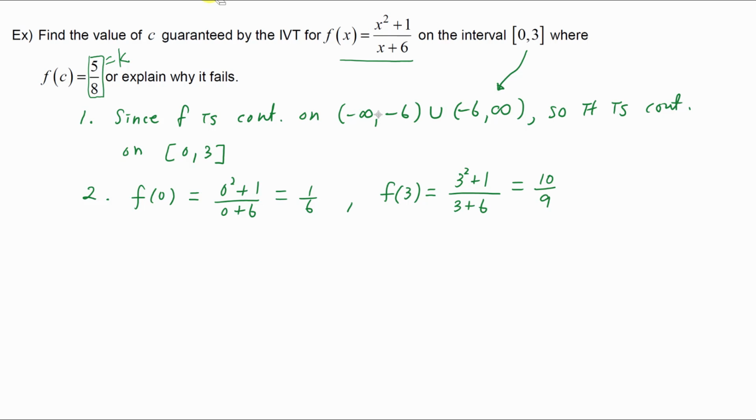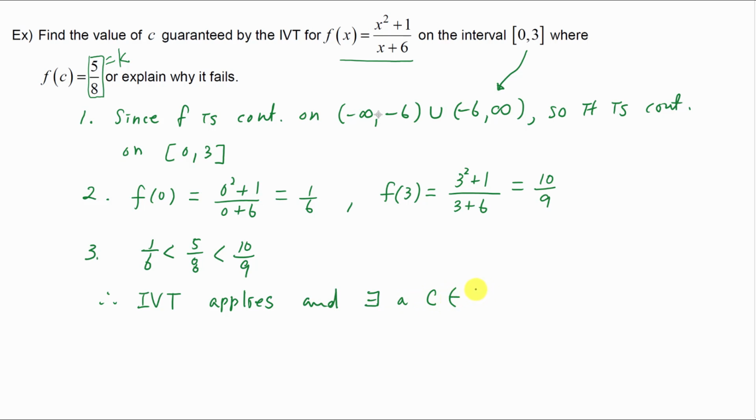Yeah, 5 over 8 is obviously bigger than 1 over 6. And it is smaller than 10 over 9, since 10 over 9 is bigger than 1 and 5 over 8 is less than 1. Also, 5 over 8 is bigger than half and 1 over 6 is less than half. So we can clearly see this applies. So therefore, what can you conclude? Therefore, the intermediate value theorem applies and there exists at least one C in the given interval 0 to 3, such that f of C equals 5 over 8.